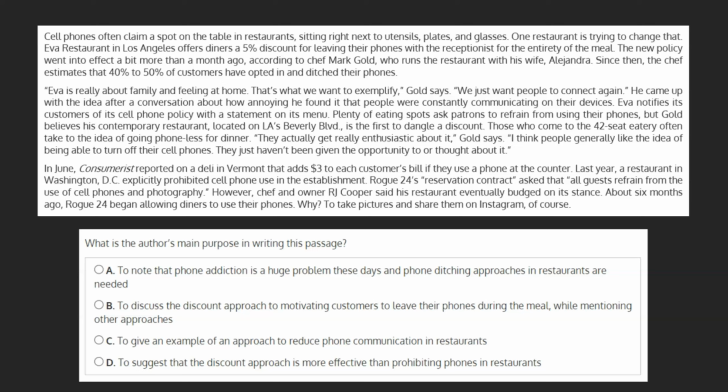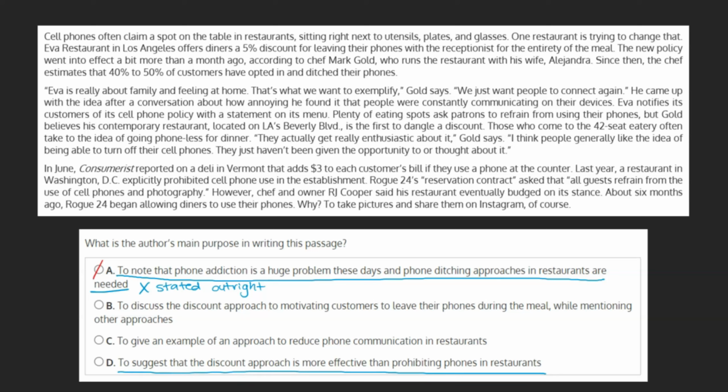Even before delving into which choice is the main purpose, we can eliminate choice A, to note that phone addiction is a huge problem these days and phone ditching approaches in restaurants are needed. Although this might be a conclusion one could draw after reading the passage, it is never stated outright, and therefore can't possibly be the main purpose.